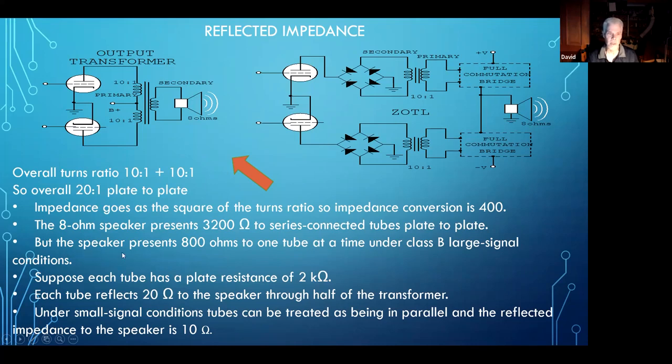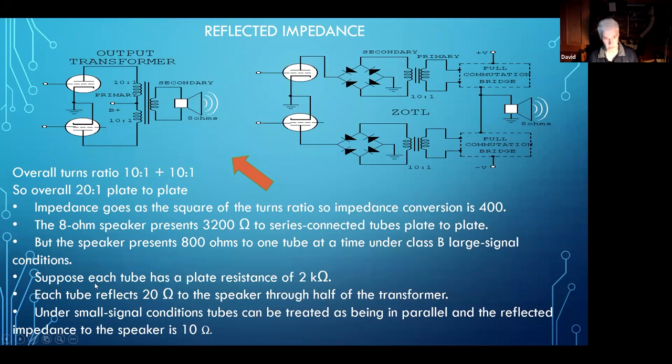But you can look at this in a little bit different way. The speaker presents 800 ohms to one tube at a time under Class B large signal conditions. Say we've got this amplifier under large signal conditions, and half the time one tube is cut off. During that period, the speaker is going to present 800 ohms to the other tube. So it's kind of equivalent, just another way of looking at something.